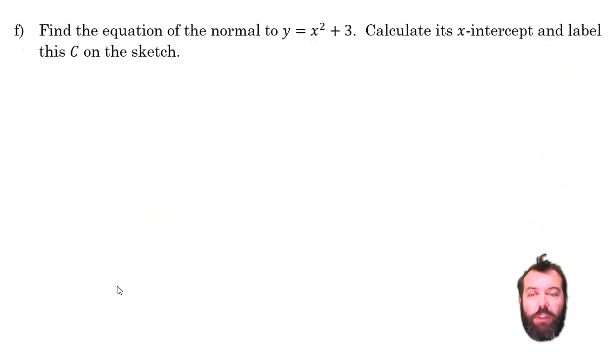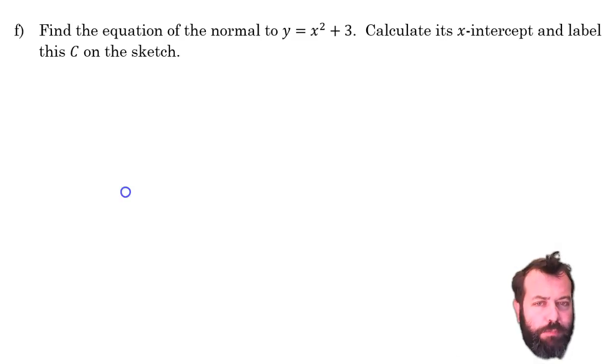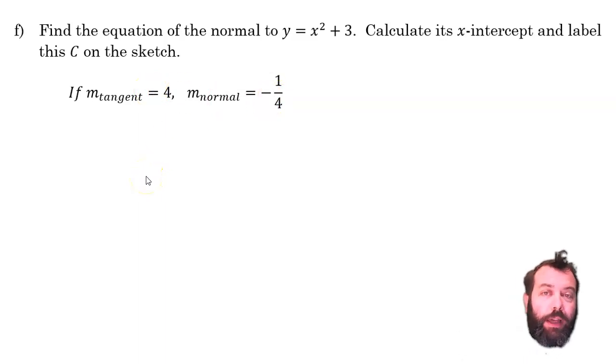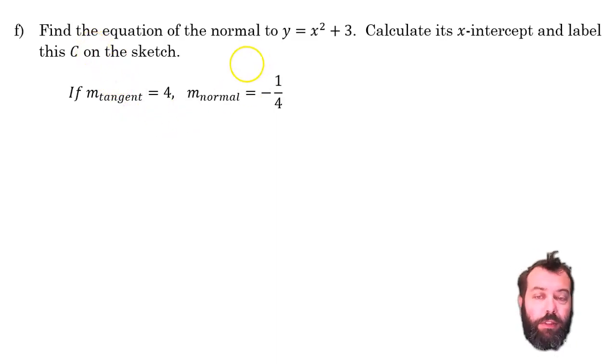Next part of this question: find the equation of the normal to our function at x equals 2. Calculate its x-intercept and label this C on the sketch. We already have the tangent. The gradient of my tangent was 4, so the gradient of my normal is -1 over that, -1/4. If I multiply those two gradients together, I get -1, which means they're perpendicular. So we've got the same point, 2, 7, and a gradient now of -1/4.